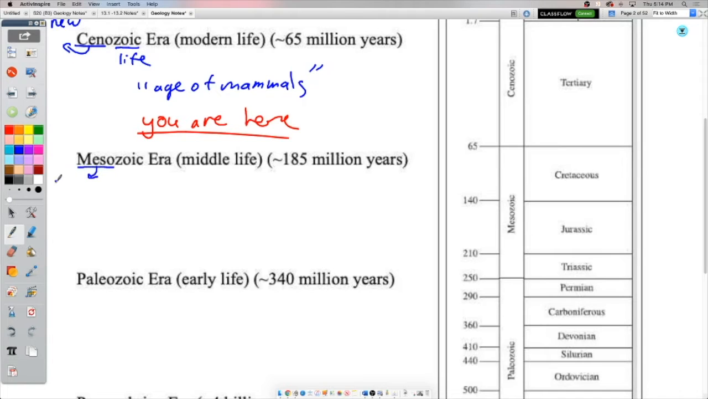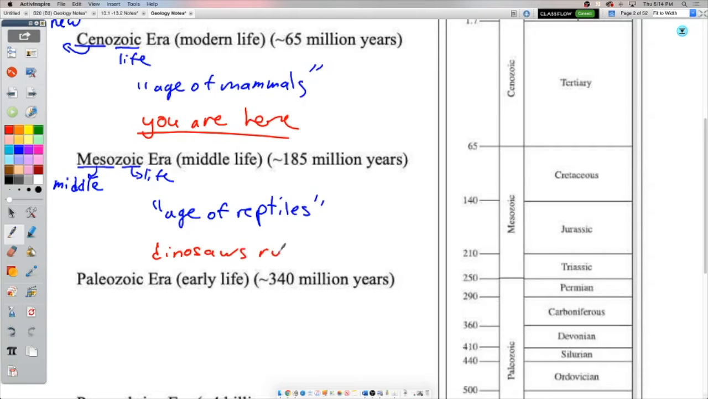Meso means middle. Zoic again means life. So middle life, we're talking about the middle here, right? This is modern. This is the newest stuff. Middle life. Who did mammals take over from? The dinosaurs, right? So this is often called the age of reptiles because dinosaurs are reptiles. They've kind of changed the definition of a reptile since then, but the name has stuck, the age of reptiles, right? This is where the dinosaurs were. Dinosaurs rule the earth, right? That's who we took over for.